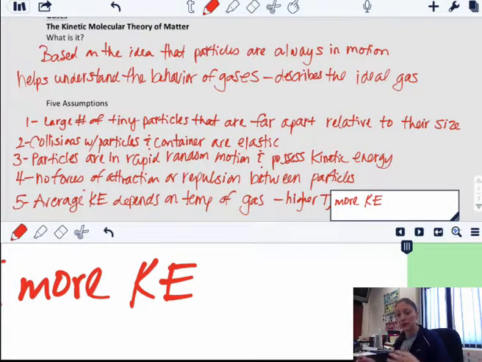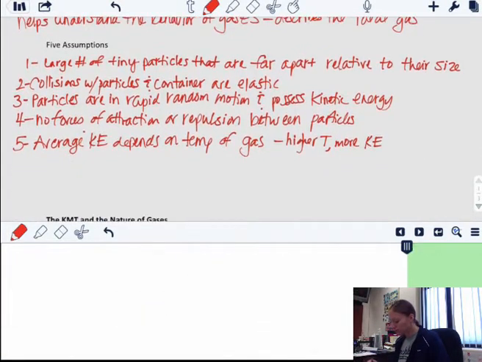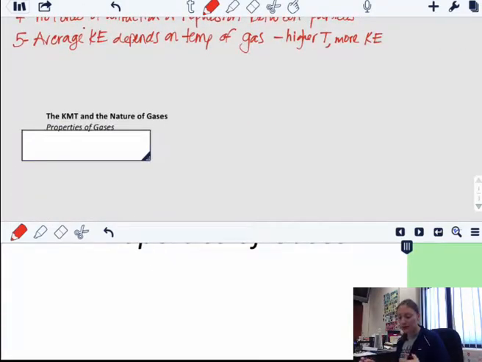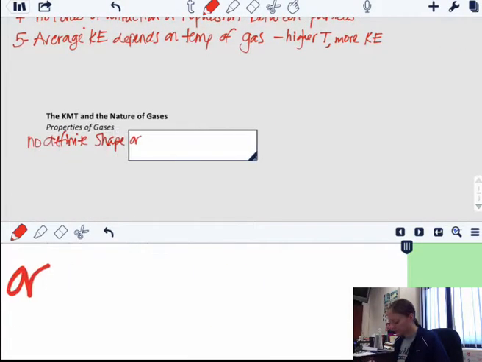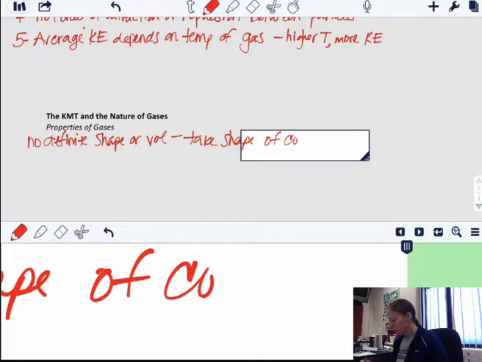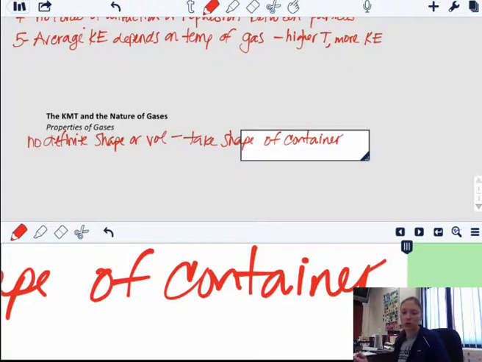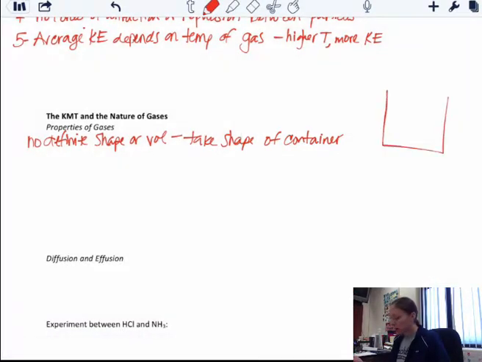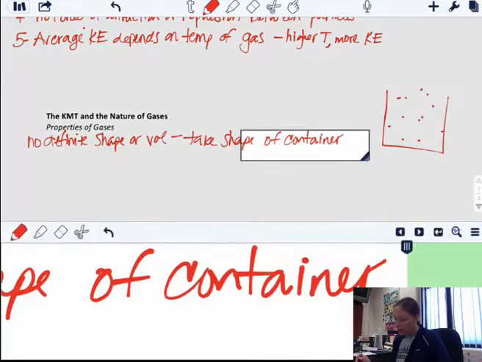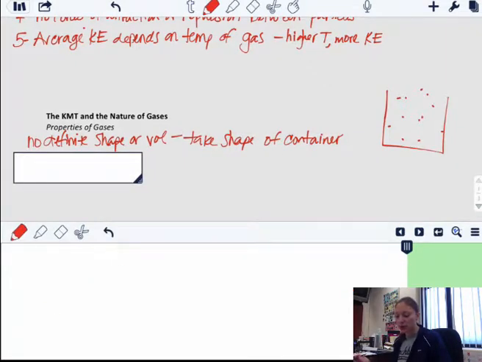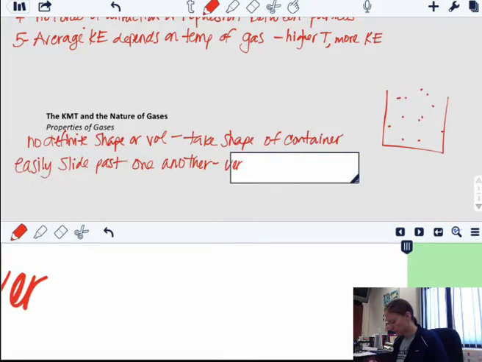Okay, so now we're going to look at some properties of gases, which you probably have covered in middle school. The first property of a gas is that it has no definite shape or volume, and they tend to take the shape of their container. Gases are not just going to stay in one area of a container, they're going to fill up the entire container. And usually you see gases drawn like this. There's my container, I have little particles, and I have them everywhere. Gas particles easily slide past one another, and they're very far apart.